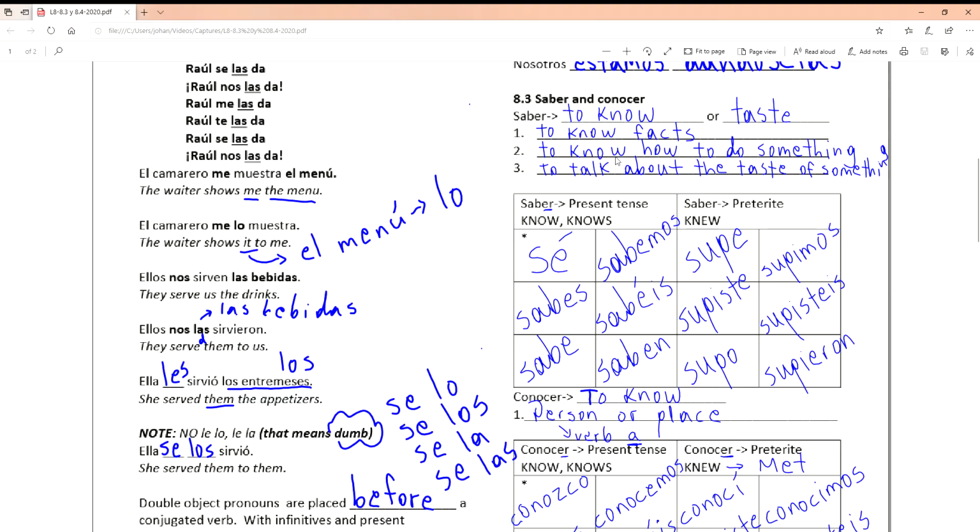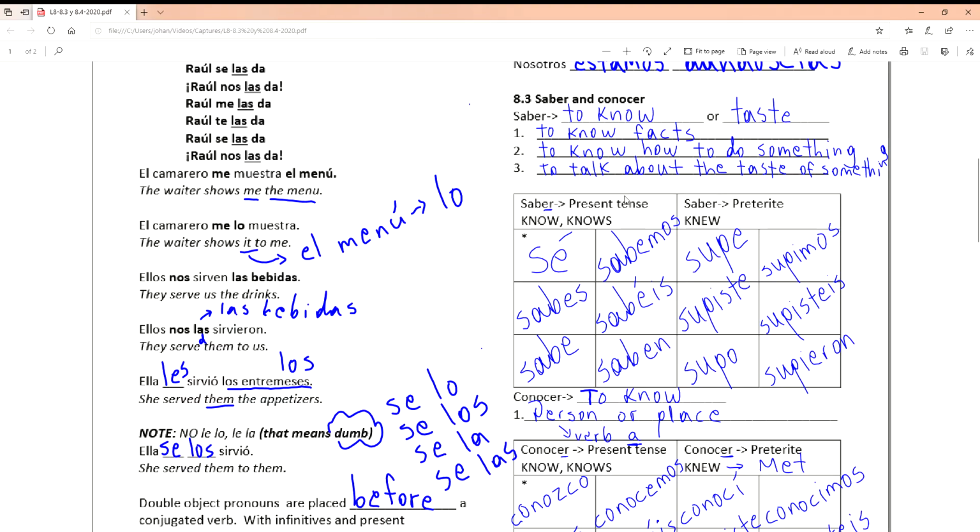If I want to talk about knowing how to do something, let's say I want to say he knows how to dance. To dance is bailar, right? So él sabe, and then the activity that follows, you keep infinitive. So él sabe bailar. And to talk about the taste of something, let's say I want to say the lemonade tastes sweet. La limonada sabe, because la limonada is a singular noun. So la limonada sabe dulce, por ejemplo.